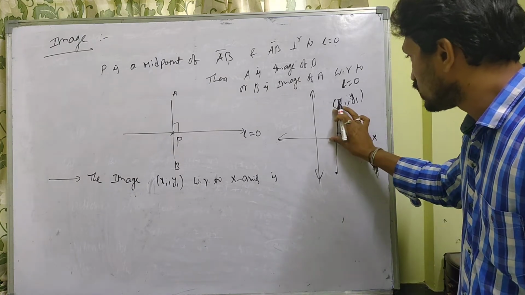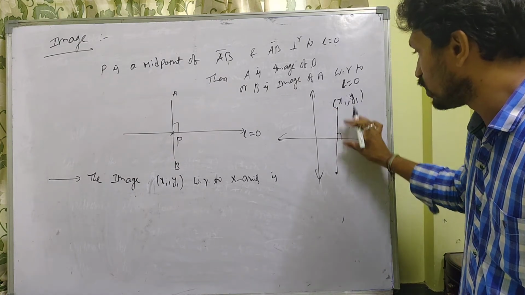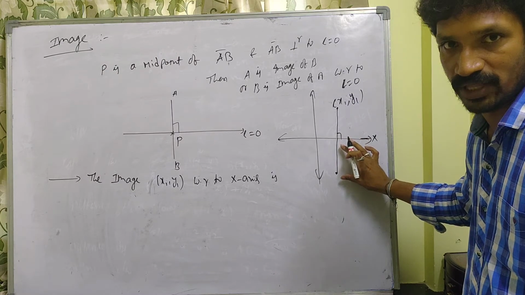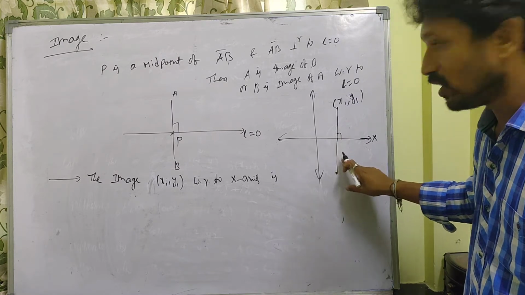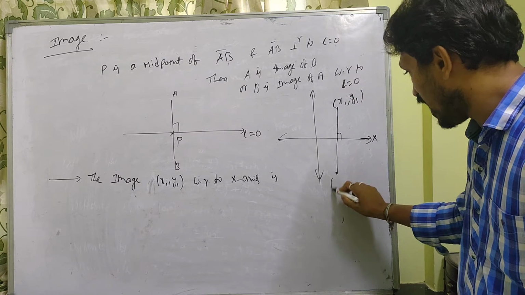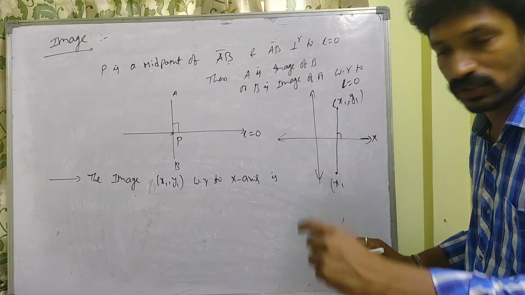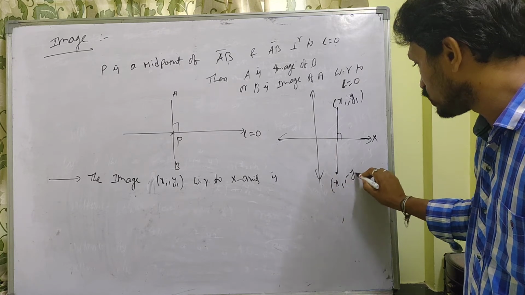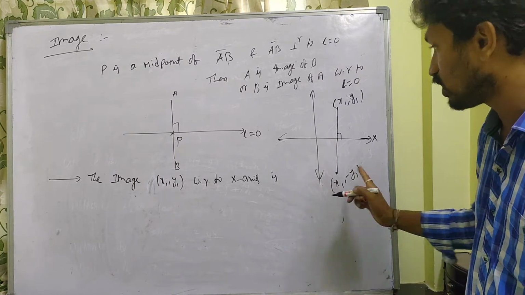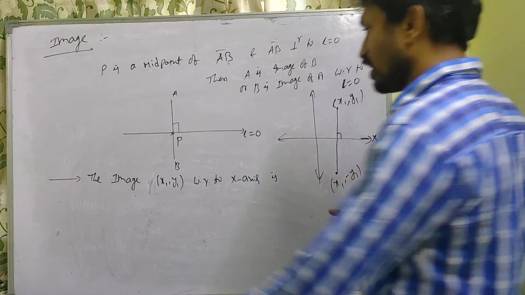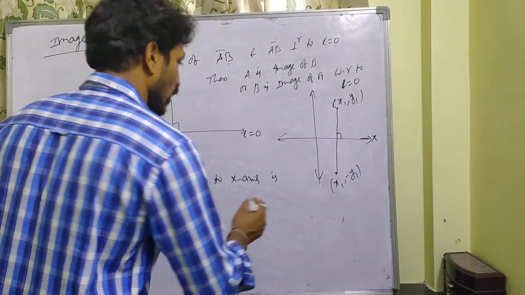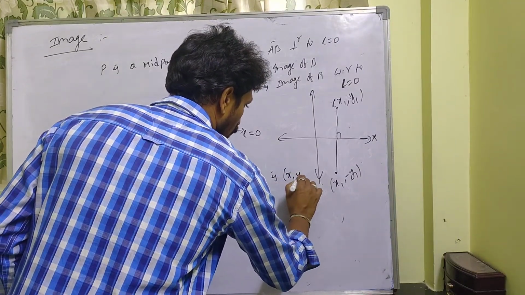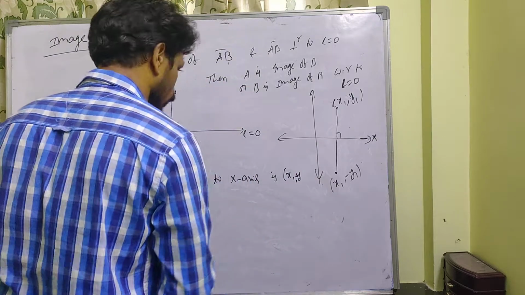So suppose this distance here is y1. With the same distance y1 it will be there. On the opposite side it is x1 only, with the same distance y1, in the negative y direction. Negative y means minus y1 you will get. So (x1, minus y1). So the image of (x1, y1) with respect to the x-axis is (x1, minus y1).